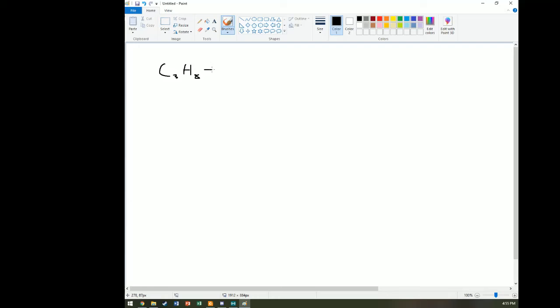C3H8 plus O2, which goes to CO2 plus H2O. So let's quickly balance this one. There's 3 here. I need, okay, that's not going to work. So if I put a 2 here, now if I put a 4 here, 4 plus 6 is 10, so that's 5. Okay, now that that's balanced, what I like to do generally when I do these problems is first I make a chart.